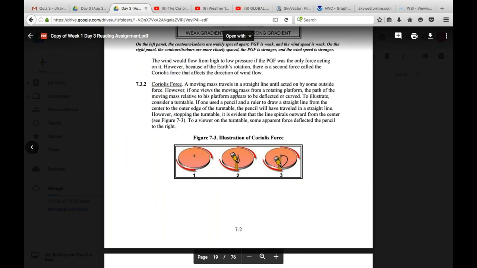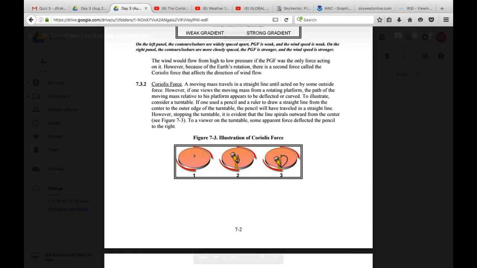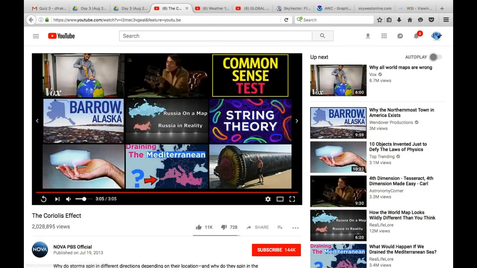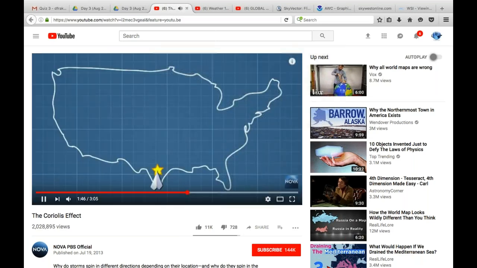So the Coriolis effect: a moving mass travels in a straight line until acted upon by some outside force. Basically what it's saying is everything goes to the right in the northern hemisphere. It's because of the spinning of the earth. So when they were talking about that paper airplane, it's because Texas is spinning faster than the states north of it. So when you throw this, it still wants to spin with the Earth just as fast, so it gets pulled off to the right.